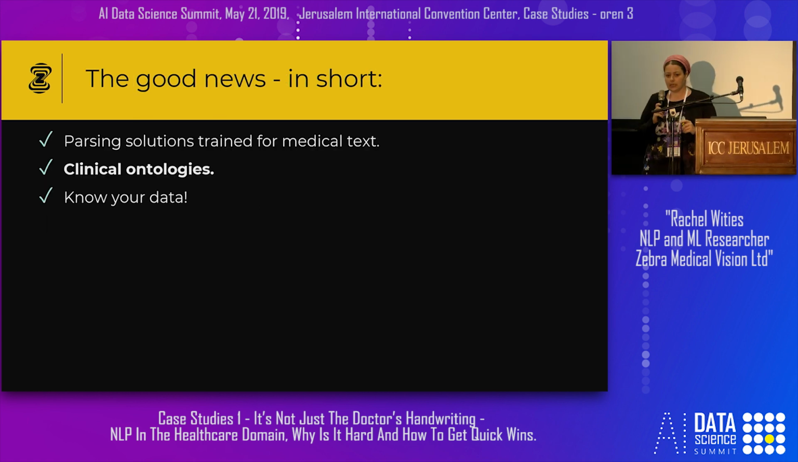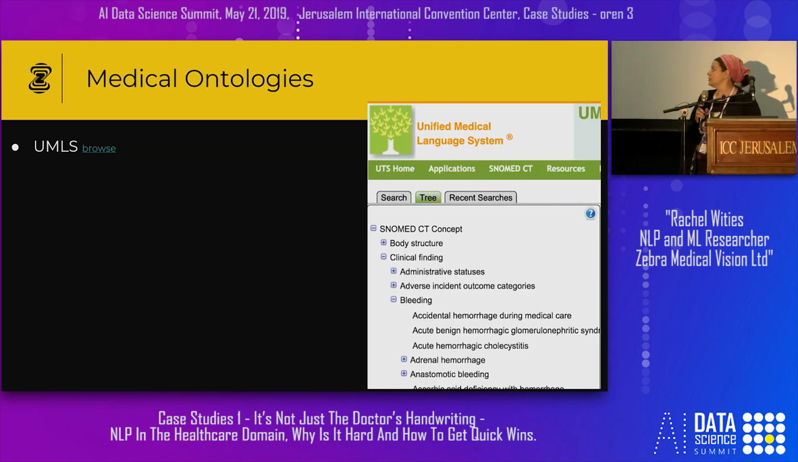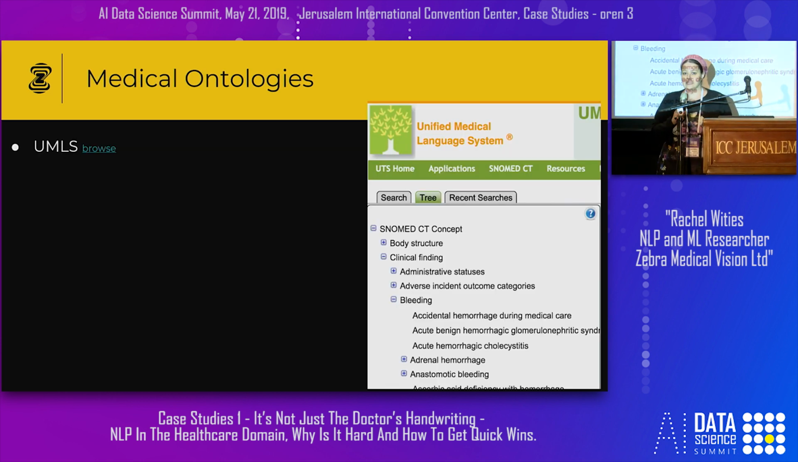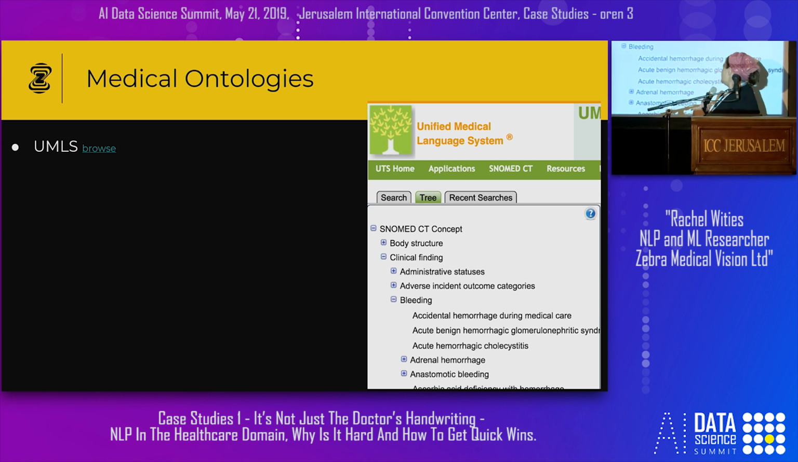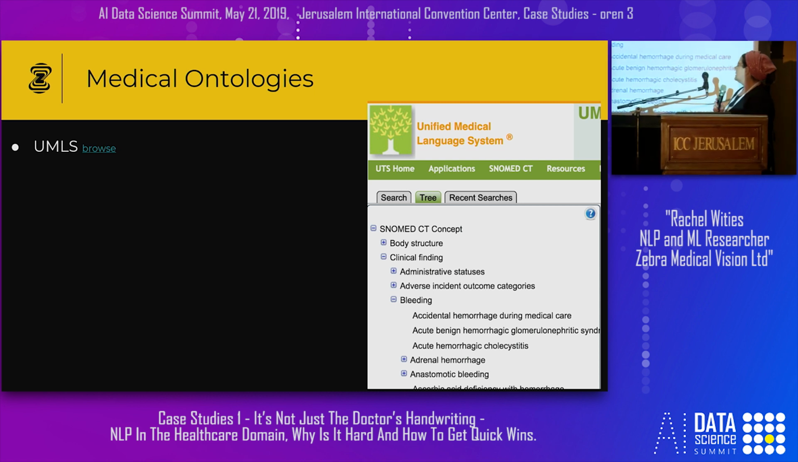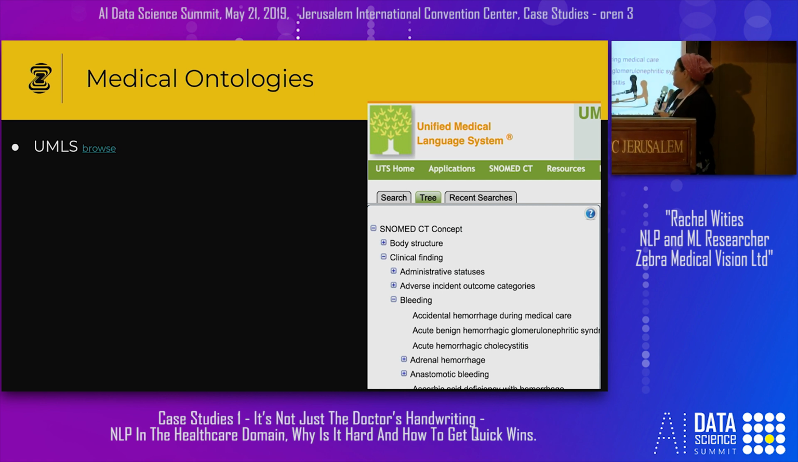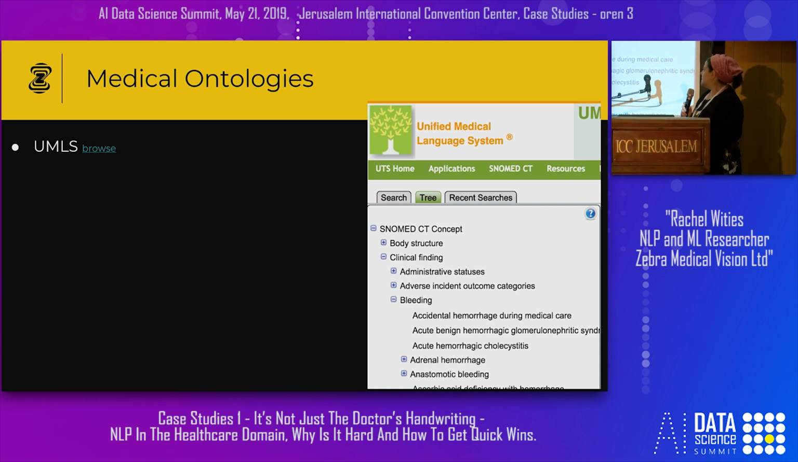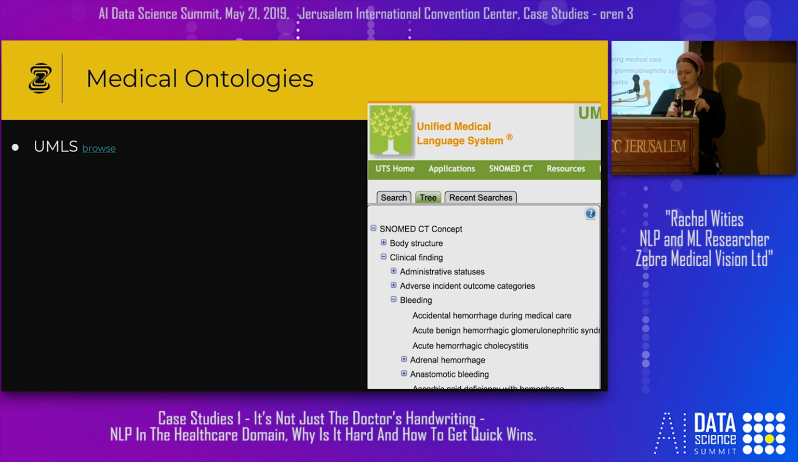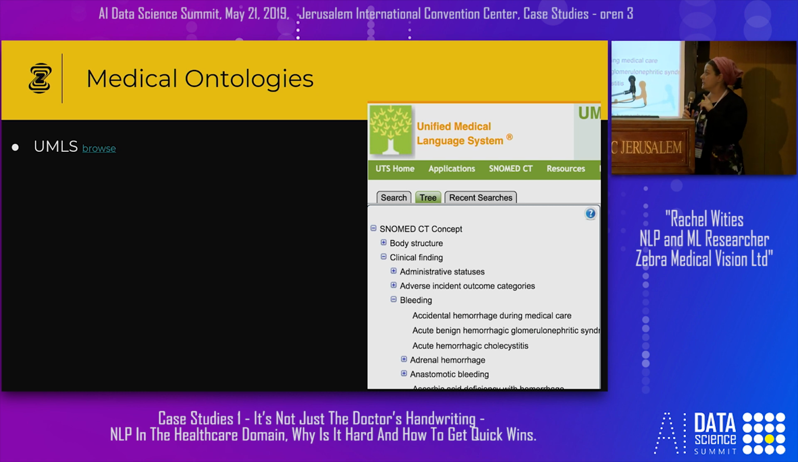Let's talk about the second piece of good news: clinical ontologies. There are a lot of clinical ontologies in medicine, and they were handmade by doctors, and these are great news. What do they look like? Usually they will look something like this. A lot of medical concepts organized in a tree structure, going from more general to more specific. And this screenshot I'm showing here is from UMLS, which is a database containing about 50 different ontologies like this.